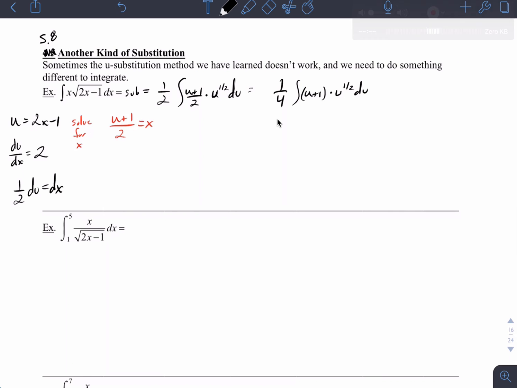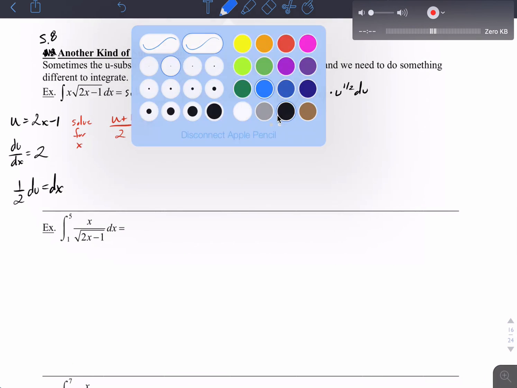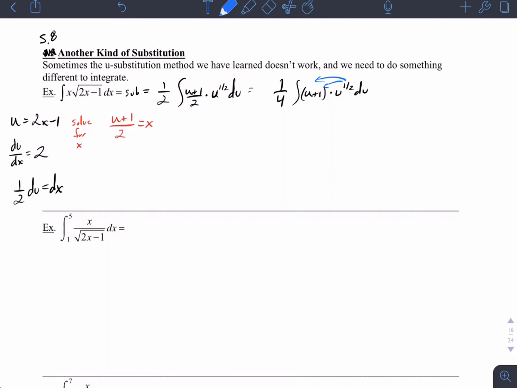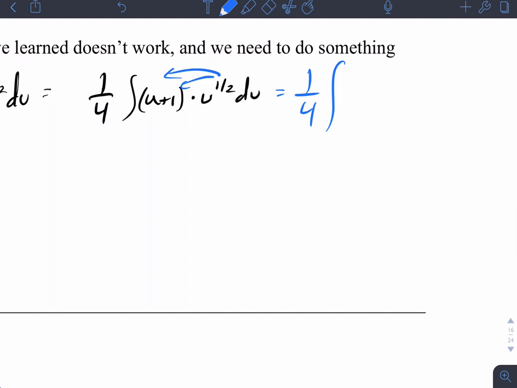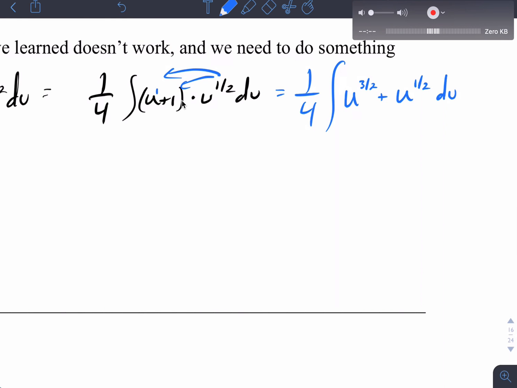Alright, so what we want to do from here is some quick distributive property. Okay, so this is going to be 1 over 4 integral. And remember, the secret power on this is a 1. So what you're going to do after you do distributive property is, you add the exponent, so it becomes u to the 3 over 2 plus u to the 1/2 du, okay, because of the distributive property.